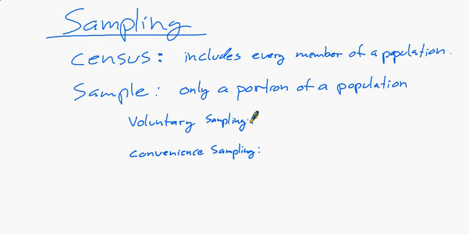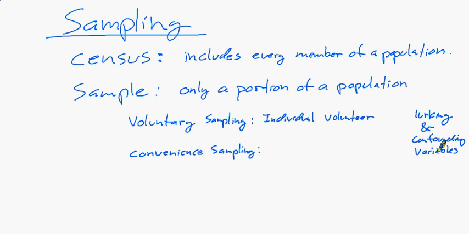We already have an example of voluntary sampling. That's the welfare participants who voluntarily chose to participate in the job training programs. We've already talked about some of the problems that volunteer sampling can produce. There can be lurking and confounding variables.